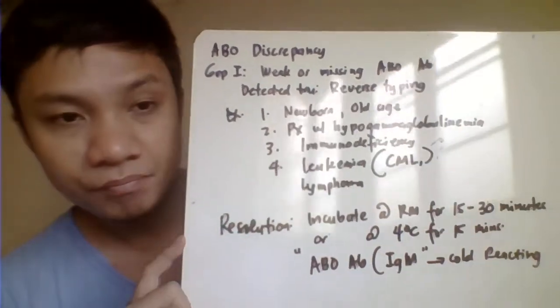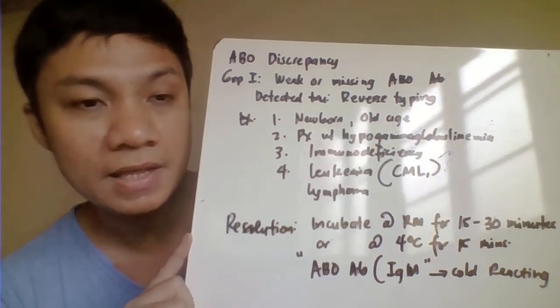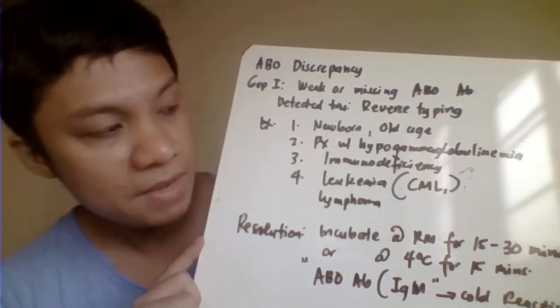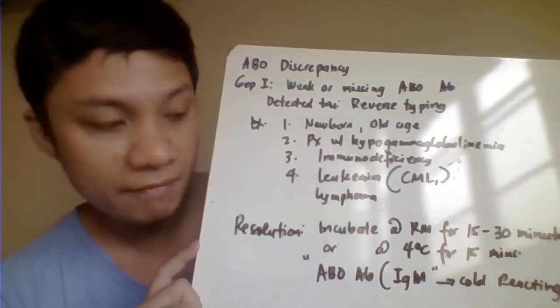Another one, patients with hypogammaglobulinemia would also have weaker antibody production, or immunodeficiency in patients. Leukemia like chronic myelogenous leukemia, and we also have lymphoma.